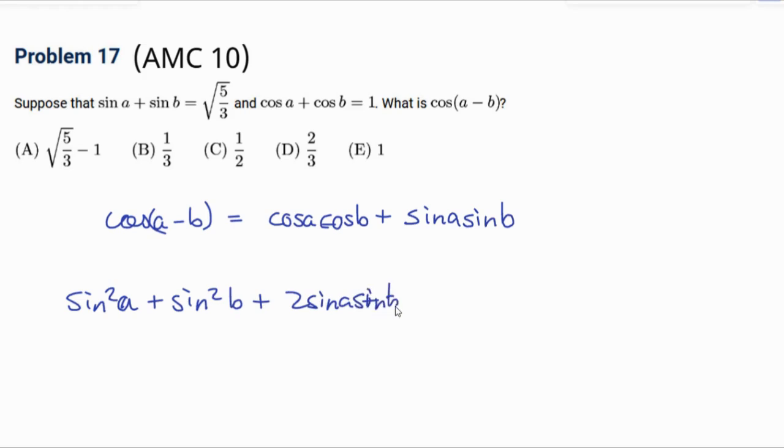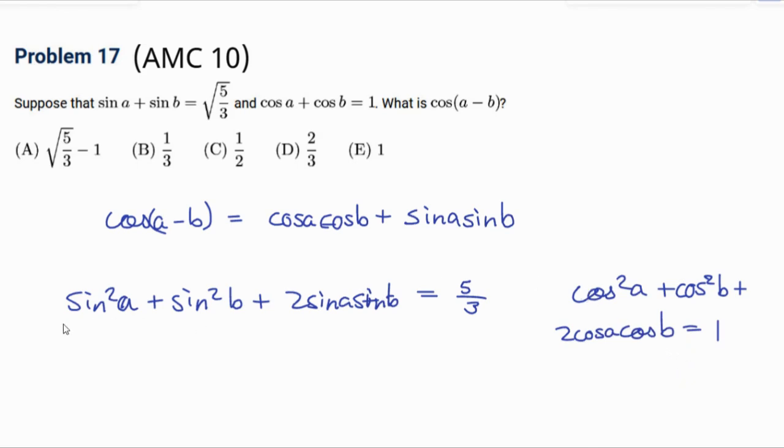equal to root 5 over 3 squared. So this is just 5/3. And similarly, here we have cos squared A plus cos squared B plus, and we're running out of space, so I'll continue over here, 2 cosine A cosine B equals 1.